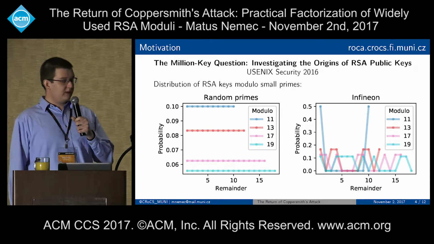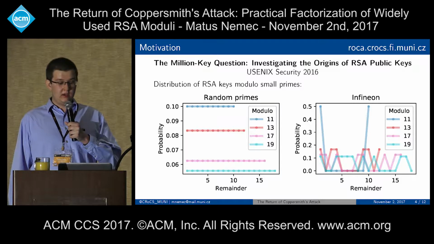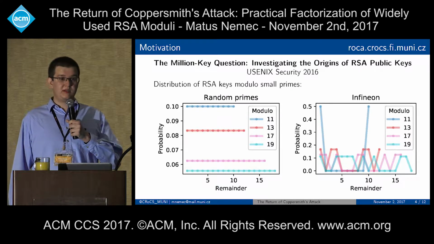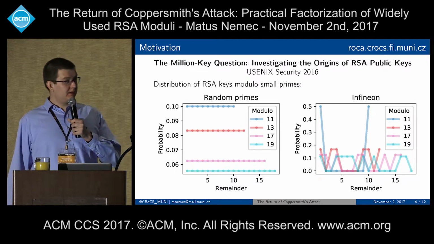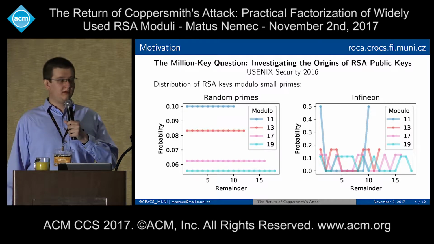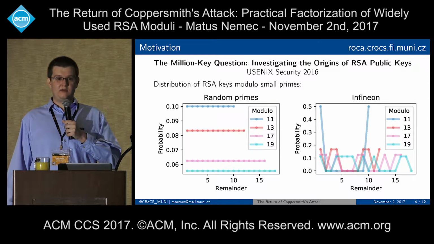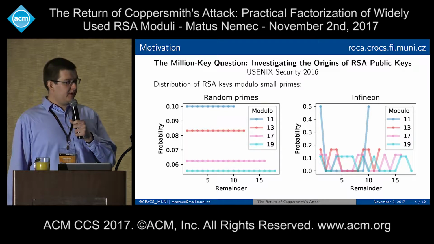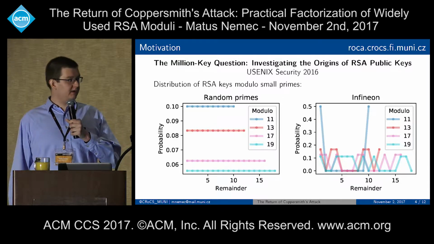One of the most important properties and statistics of these RSA public keys was the distribution of keys modulo small primes. On the left, you can see that random primes are distributed almost uniformly, modulo small primes. However, Infineon keys were exhibiting some specific structure. This was the main motivation for us to look into this in more detail. Already in this paper, it was quite obvious that this structure was providing a strong fingerprint of these keys.